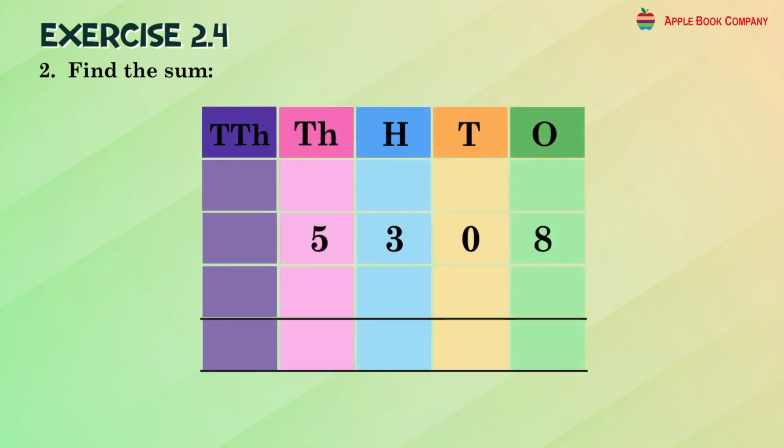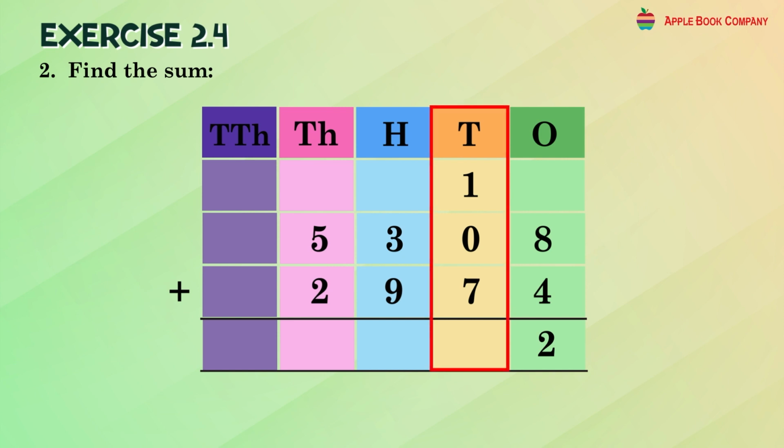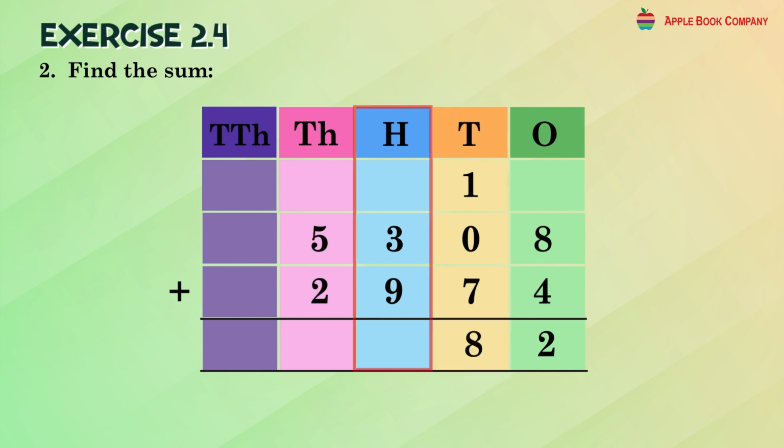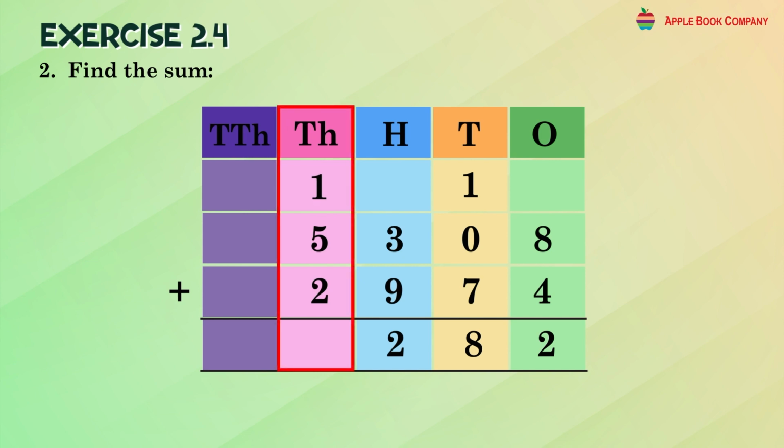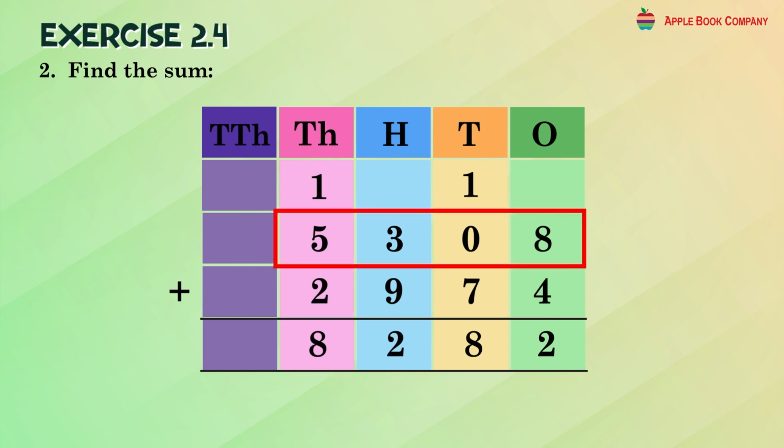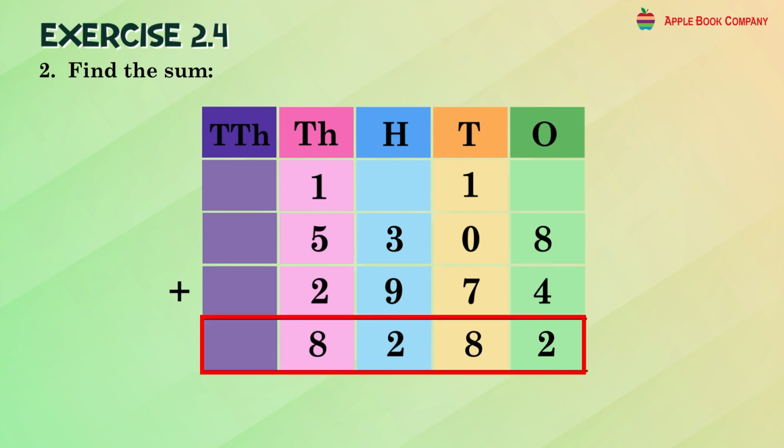We've been given the number 5308 and 2974. Now, when we add ones, which is 8 and 4, we get 12. So we place the 2 in the ones and carry 1 to the tens place. 1 plus 0 plus 7 gives us 8. Now when we add hundreds, which is 9 and 3, we get 12. We put 2 at the hundreds in the bottom and carry the 1 to the top of the thousands. 1 plus 5 plus 2 then gives us 8. The total of 5308 plus 2974 is equal to 8282. Now let us try doing these sums in our notebooks.